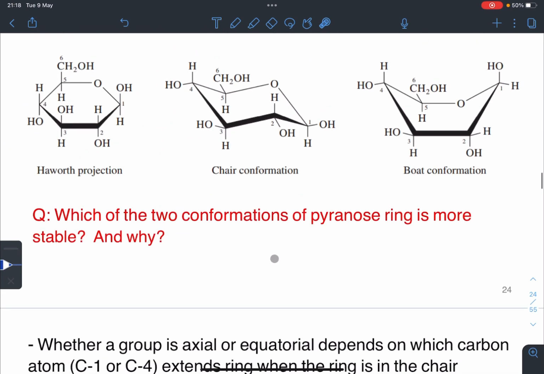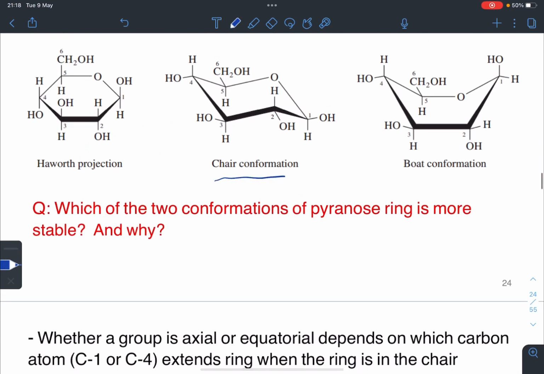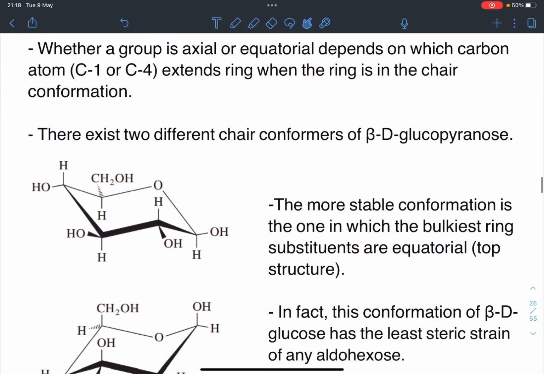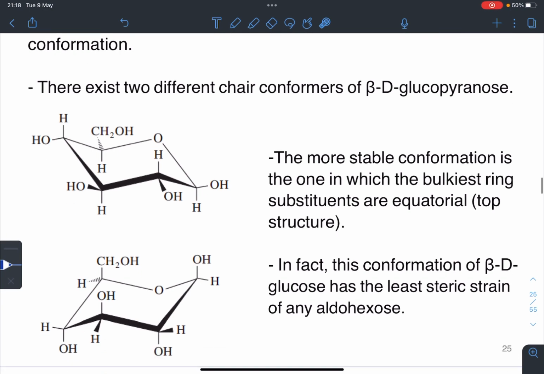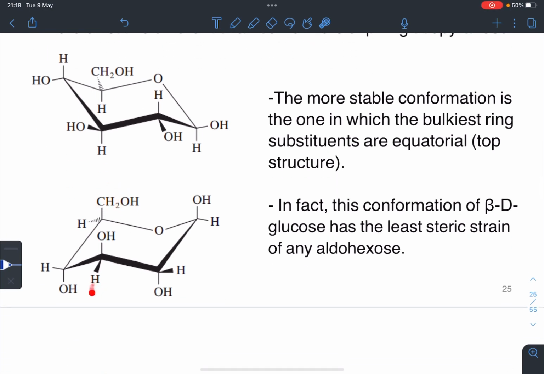Yeah, so just realize something. When you ask which is more stable, the chair conformation or the boat conformation. In real life, which is more stable, a chair or a boat? A chair is usually more stable, so the chair conformation is actually more stable. The most stable conformation is one in which the bulkiest ring substituents are equatorial. Equatorial means they're pointing up and down. In fact, this conformation of beta-D-glucose has the least steric strain of the aldohexoses.